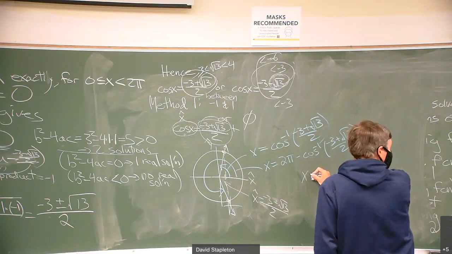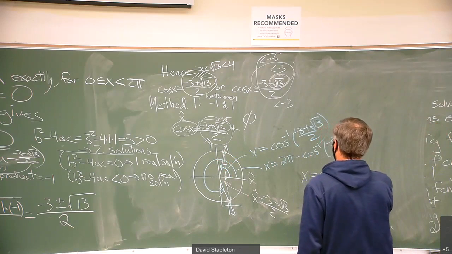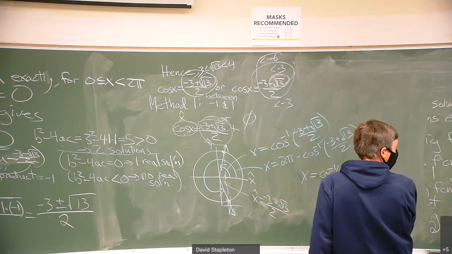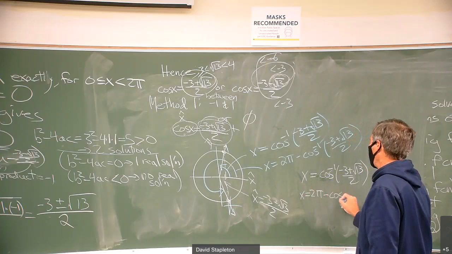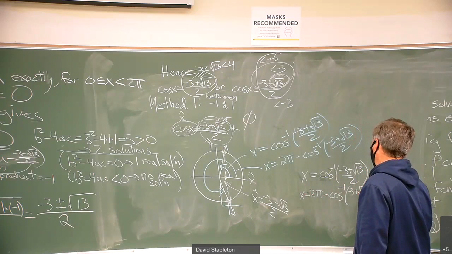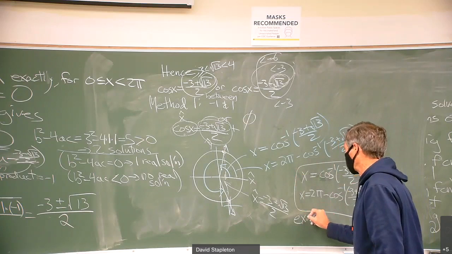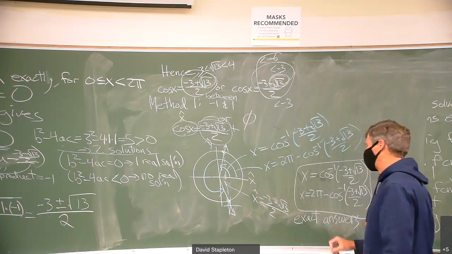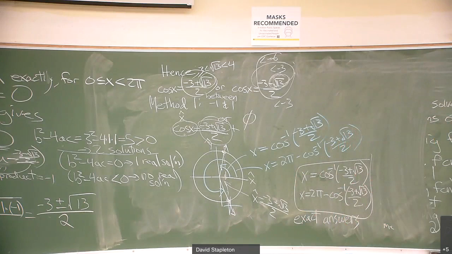X equals arc cosine of (minus 3 plus root 13) over 2, or x equals 2 pi less that arc cosine. Those are the exact answers. If I ask for exact answers, you just leave it in terms of arc cosine. Then whoever wants to evaluate that can get as many digits as they need by running to a machine that does.